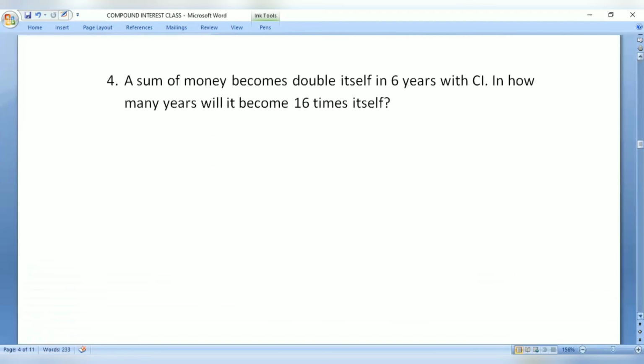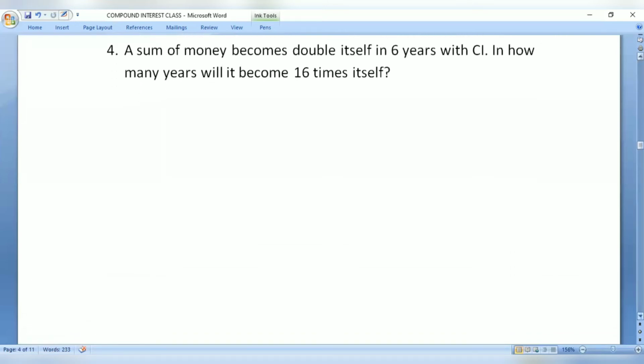So here the question says, a sum of money becomes double itself in 6 years with some compound interest. Find in how many years will it become 16 times itself? So to solve this particular question, first let us write the things. We do not know what the principal is, so let it be X. Now this will amount to double, that means 2X. The time period that it will take is 6 years.